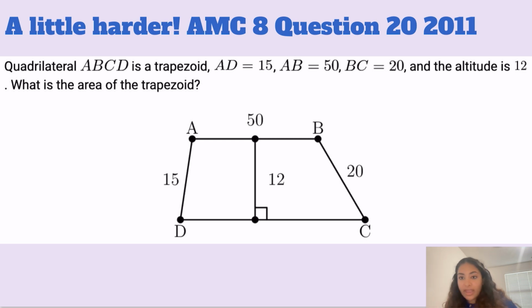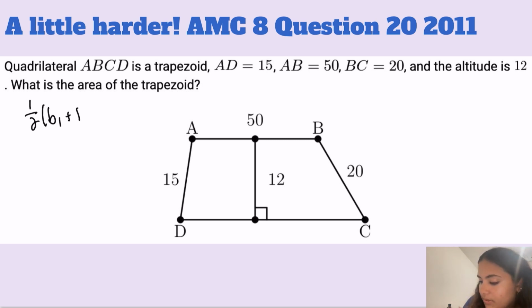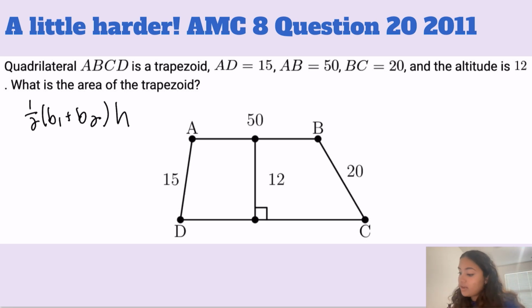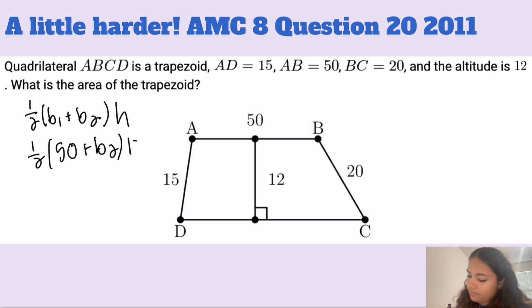So we should have the area of the trapezoid formula memorized, but if you don't know it, it is 1/2 times B1 plus B2 times height. Based off of the picture, we have B1. We don't have B2, but they did give us that the height was 12. So to find the area of the trapezoid, we would have to find B2, which is this length.